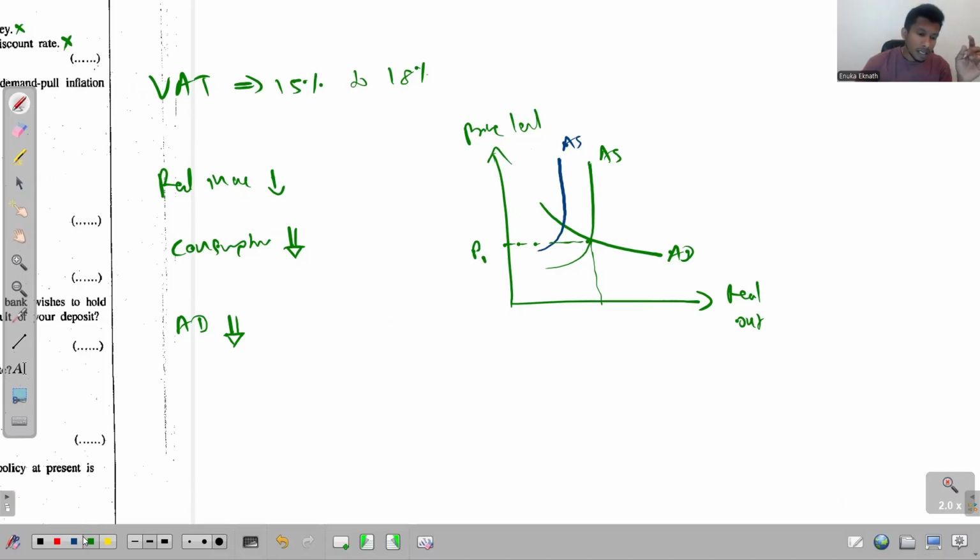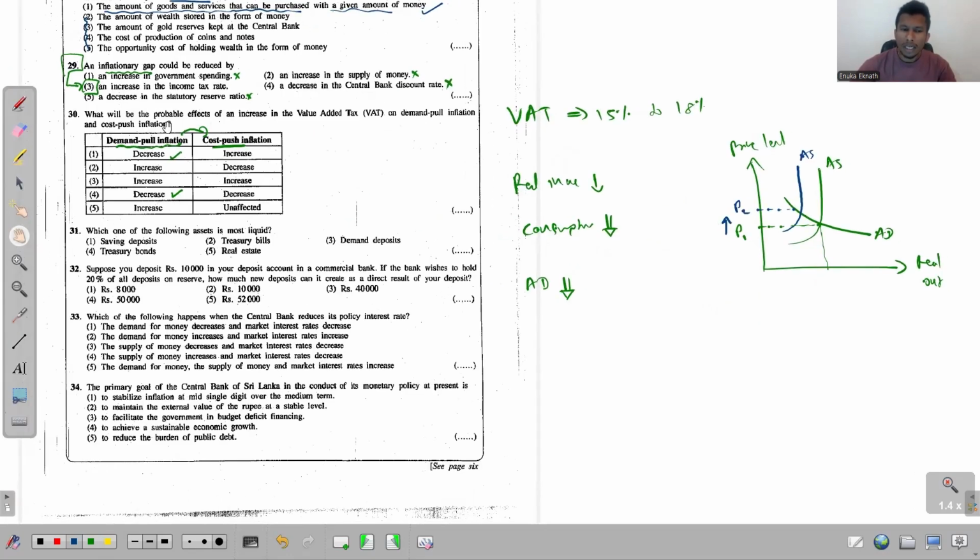And after the VAT is increased, the supply reduces, so the supply curve gets shifted to the left side. And as a result, what happens to the price level? Price level increases. See, the two have different impacts. As a result of increasing this VAT rate, demand pull inflation decreases, but the cost push inflation, the supply side inflation, increases. So the answer for this question 30 is the first one.